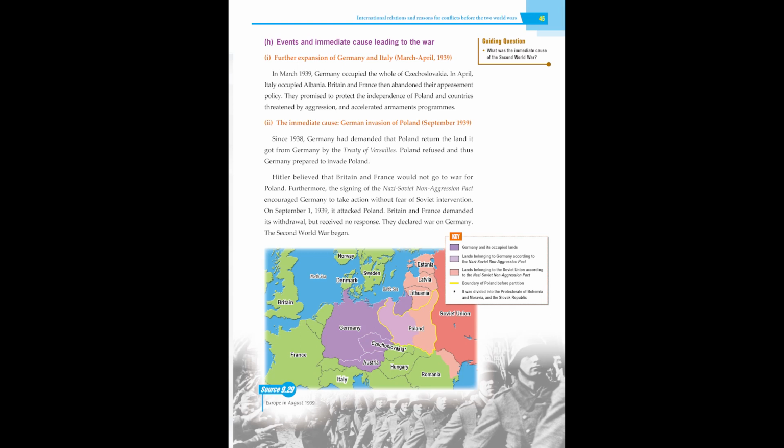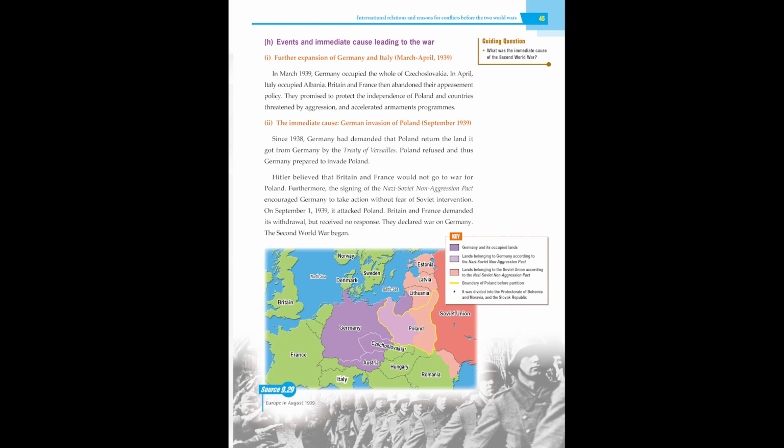2. The immediate cause: German invasion of Poland, September 1939. Since 1938, Germany had demanded that Poland return the land it got from Germany by the Treaty of Versailles. Poland refused, and thus Germany prepared to invade Poland. Hitler believed that Britain and France would not go to war for Poland. Furthermore, the signing of the Nazi-Soviet Non-Aggression Pact encouraged Germany to take action without fear of Soviet intervention.